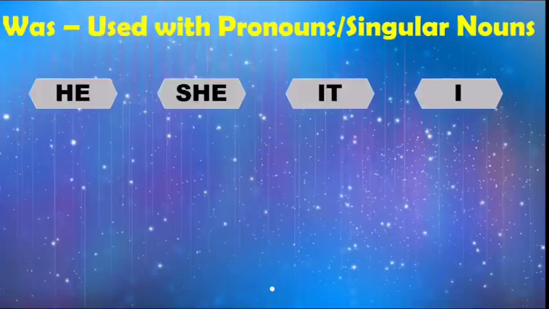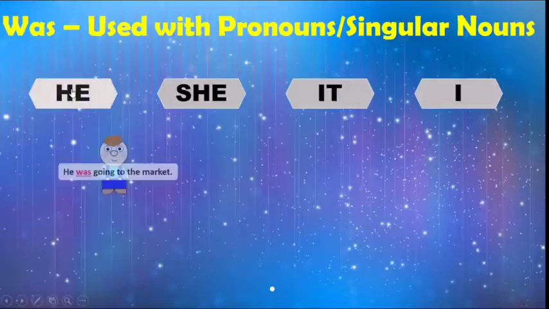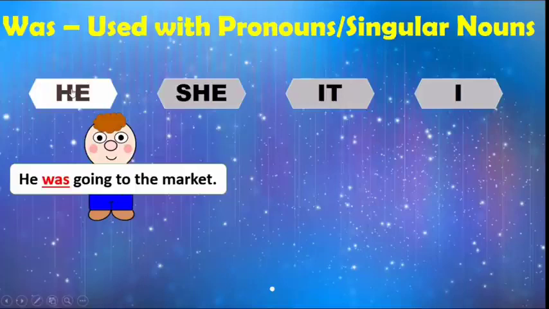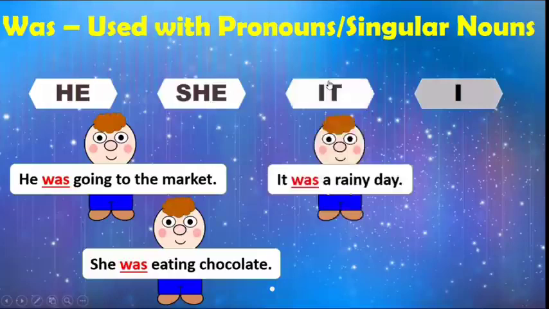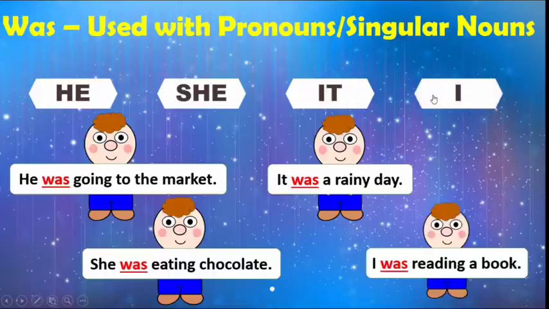Was. It's used with pronouns or singular nouns. Number one is he. It's a pronoun. He was going to the market. She. She was eating chocolate. It. It was a rainy day. I. I was reading a book. So children, we use was with he, she, it, I.